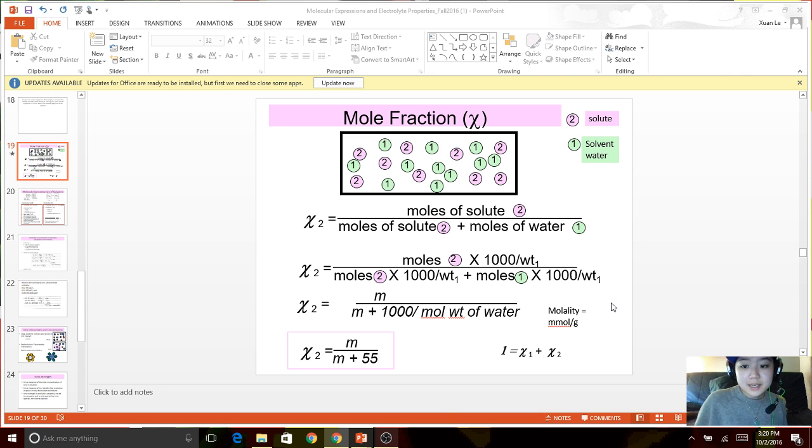Also remember that the mole fraction of the solute and the mole fraction of the solvent added together is just going to equal 1. And so if we know one of the mole fractions, then we can get the other mole fraction just by subtracting that mole fraction from 1.